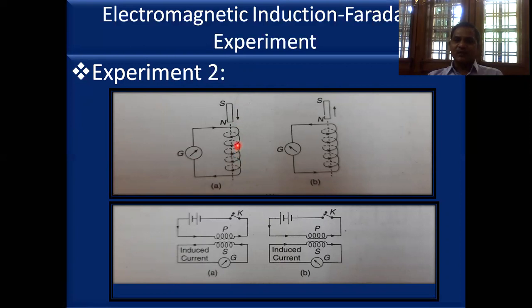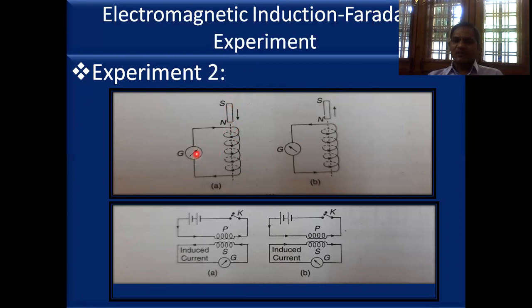So what is the relative motion? By keeping the bar magnet constant, you can move the coil, and then you can also observe the deflection. By keeping the coil constant, you can move the bar magnet either towards the coil or away from the coil.